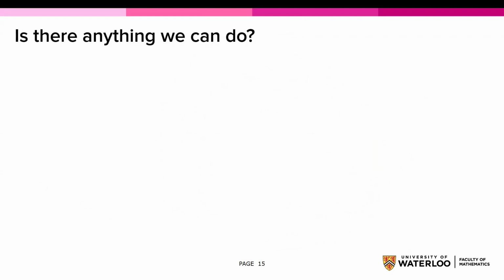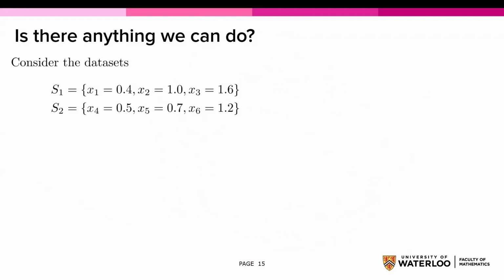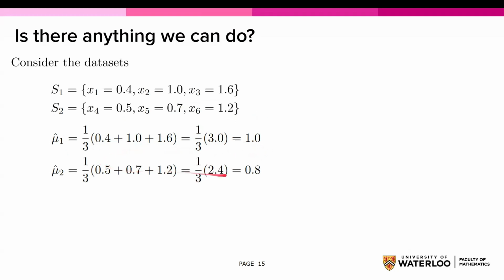Let's consider for a moment two small data sets, S1 and S2. S1 has samples 0.4, 1.0, and 1.6, and S2 has samples 0.5, 0.7, and 1.2. Using the empirical mean estimator, we get mu hat 1 equal to 1.0. Just add those all up, that gives us 3, divide by 3 gives us 1. And then mu hat 2 gives us 0.8, following the same process.